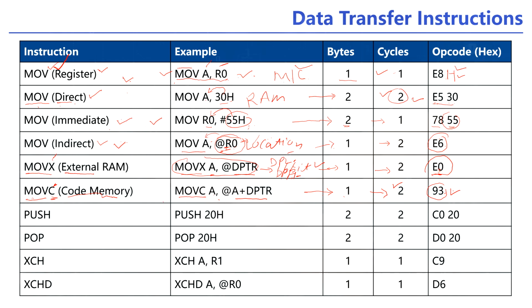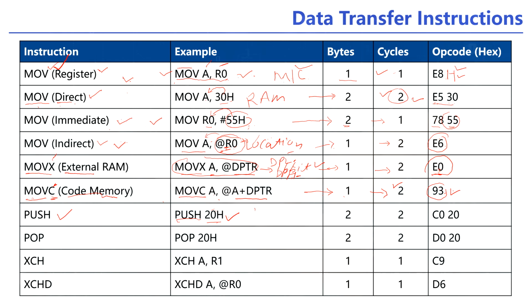Now we will see the next thing, the PUSH instruction. This push instruction can be used directly in this way: PUSH 20H. That is the location of the memory, you can note this thing. This represents the location of the memory where we want to push the data.